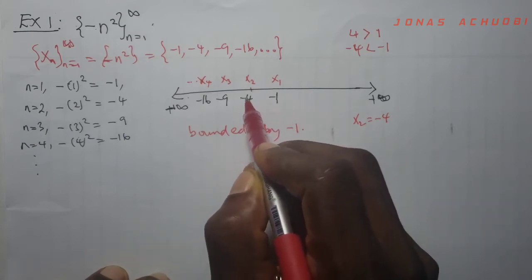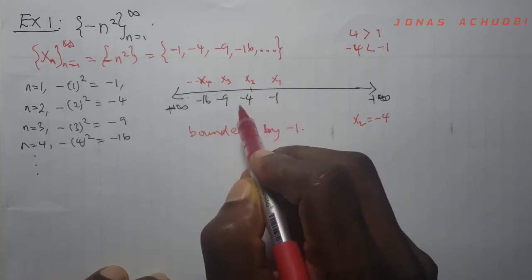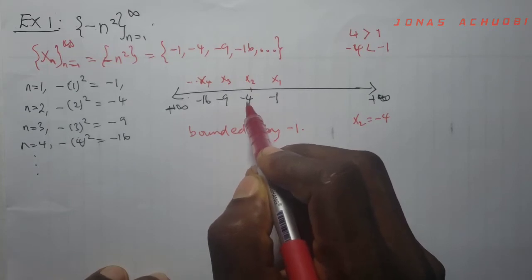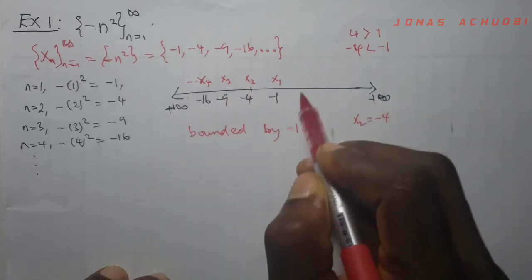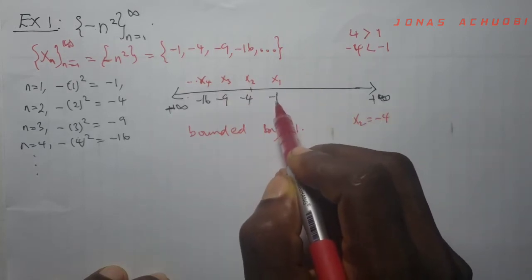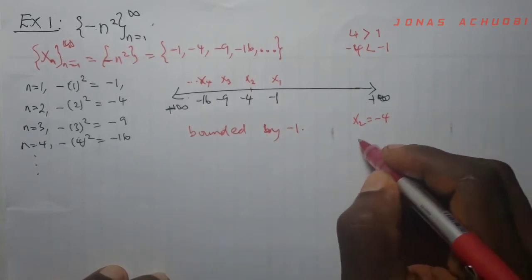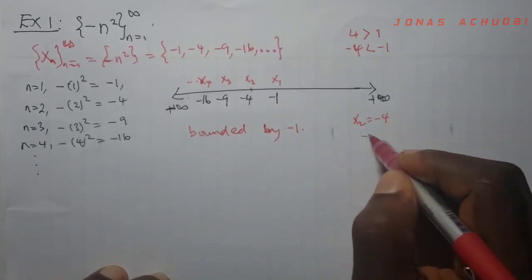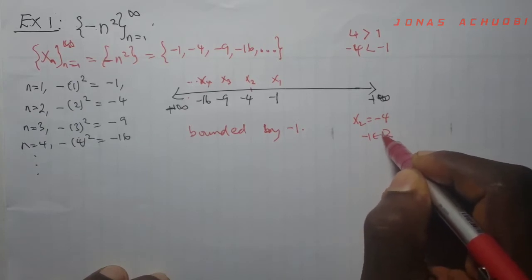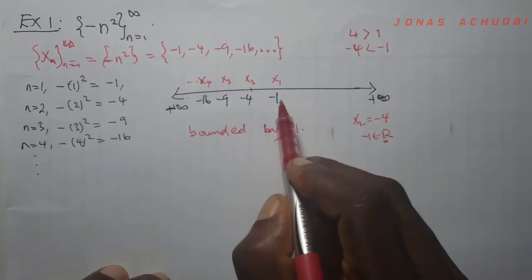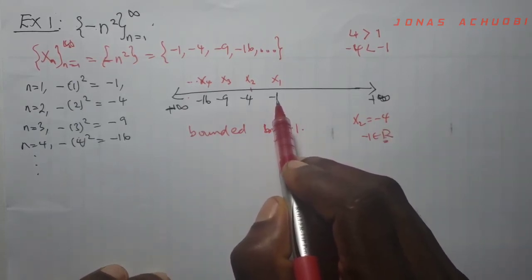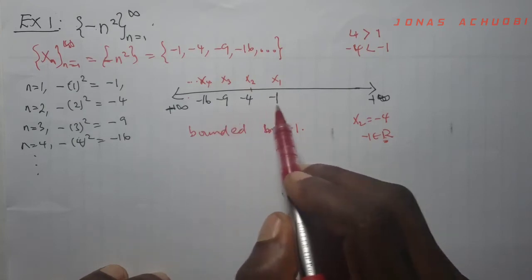If minus 4 should be the upper bound of this sequence, it will mean that no other term of this sequence should be bigger than minus 4. So let's shift over to minus 1 and see if minus 1 satisfies that property. Minus 1 is a real number. Remember, k must be a real number, so minus 1 is from R. Now, is minus 1 bigger than or equal to all the terms of this sequence?